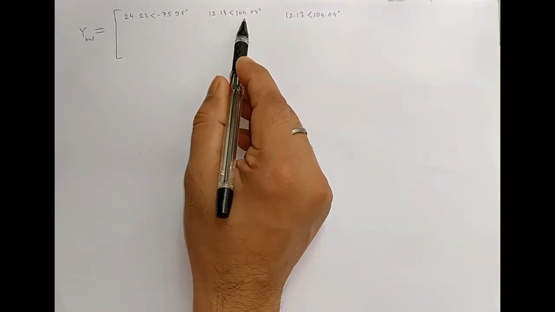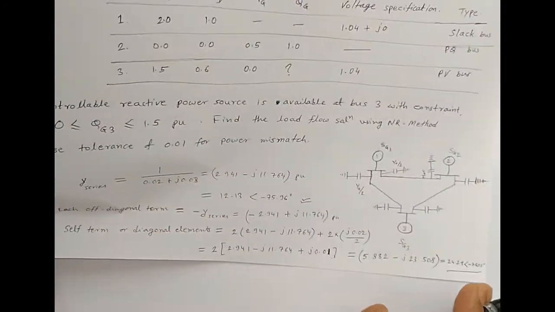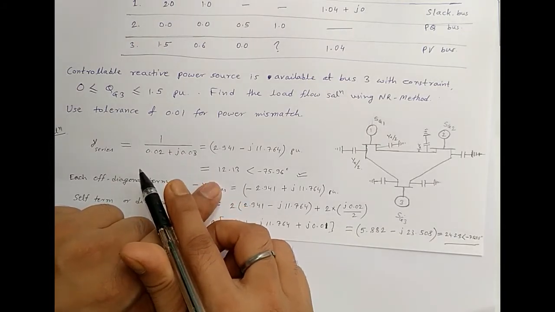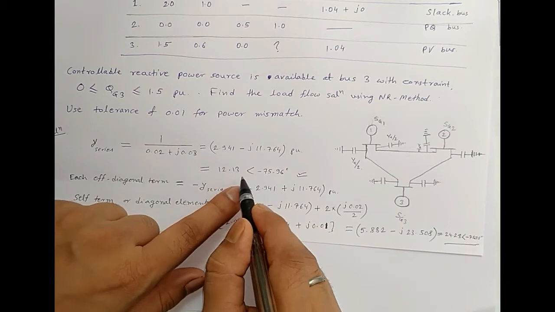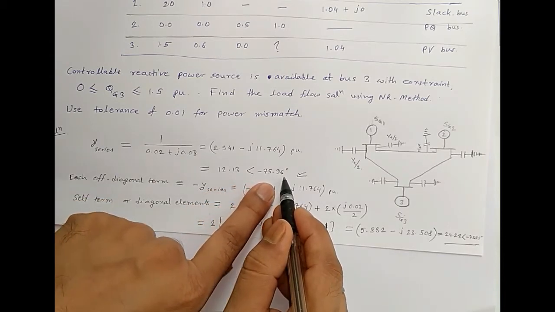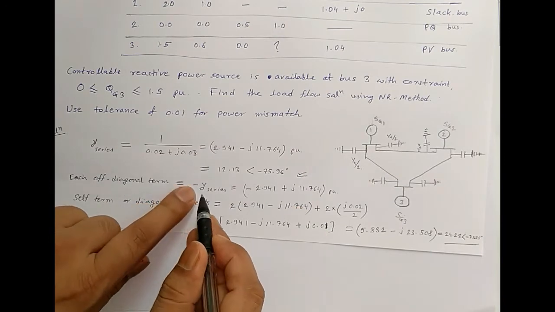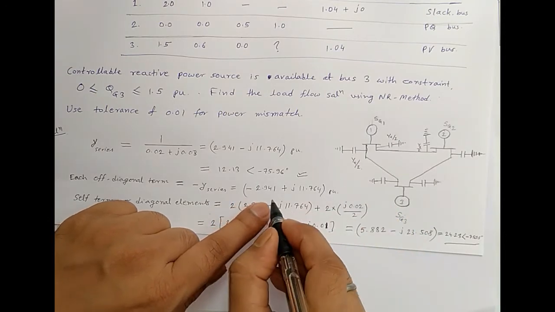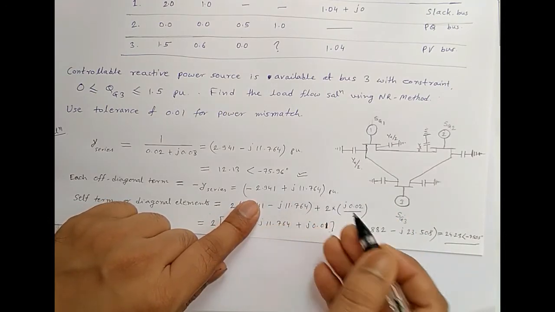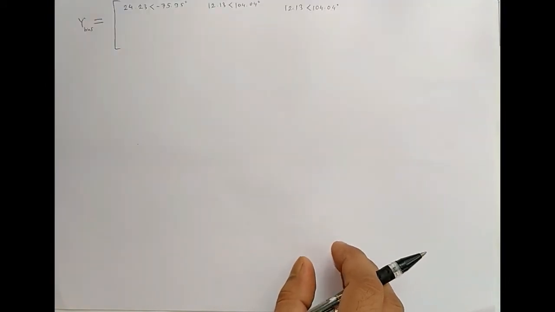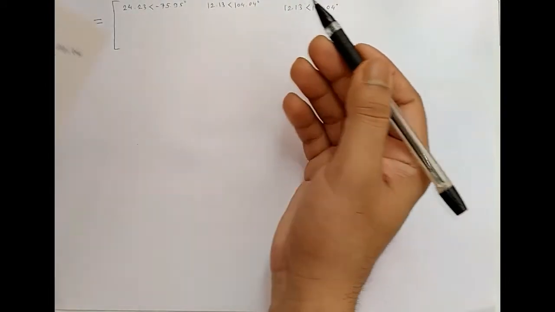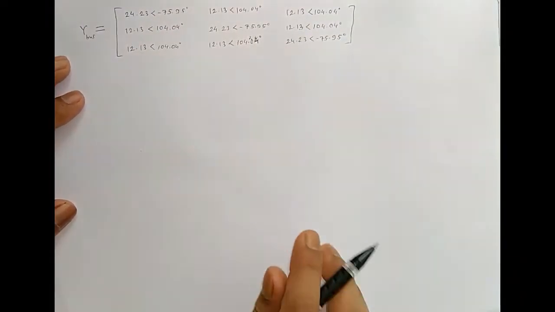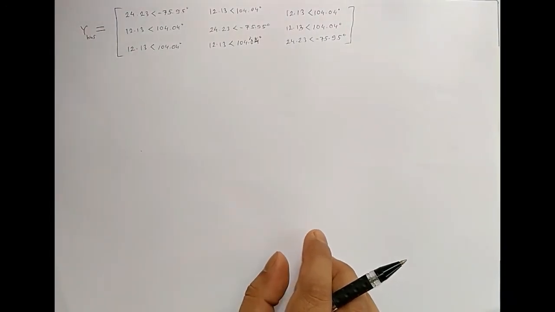Why is this 104.04 degree? Because we have calculated the series admittance as 12.13 angle minus 75.96 degree, but off-diagonal elements are negative of the series elements. That means negative of this one. If you convert this into polar form, you will get the angle of 104.04 degree. This is the complete Y bus matrix of the given system.